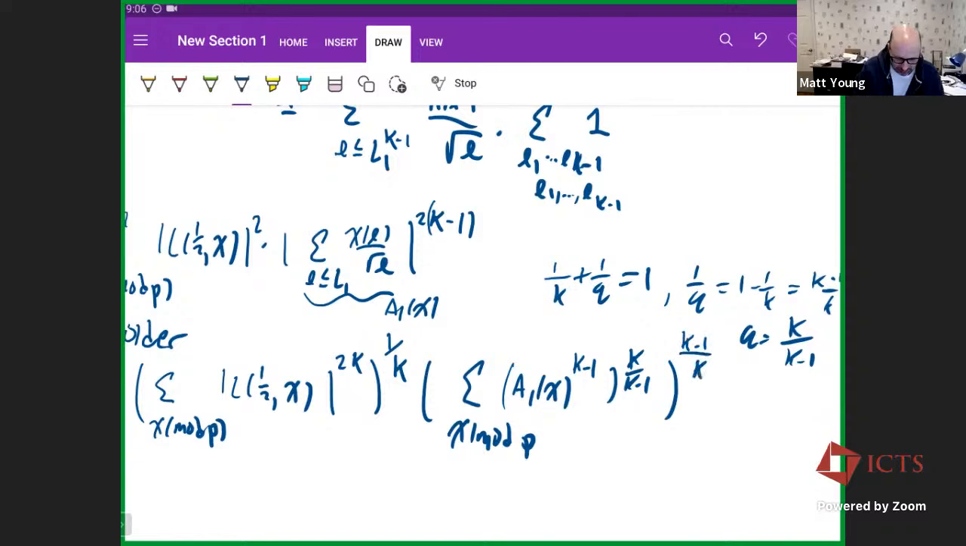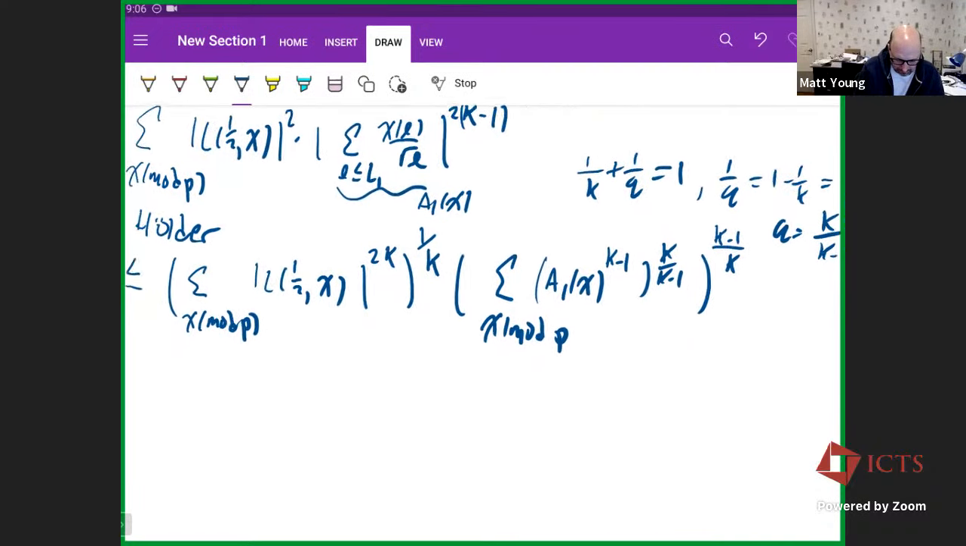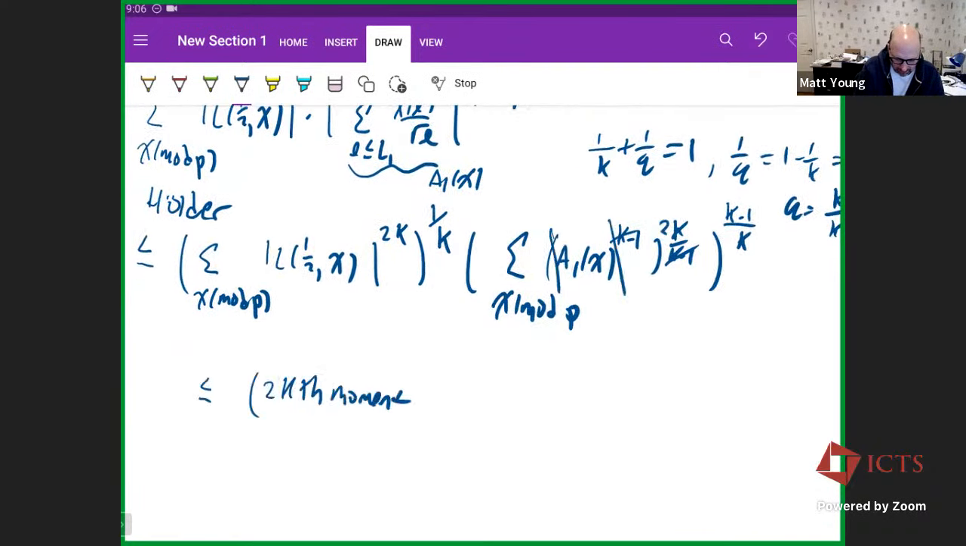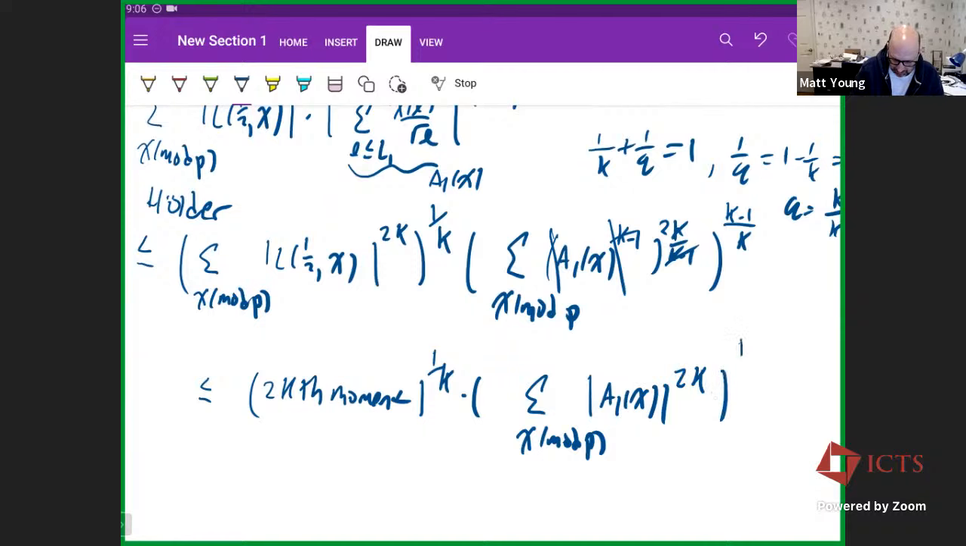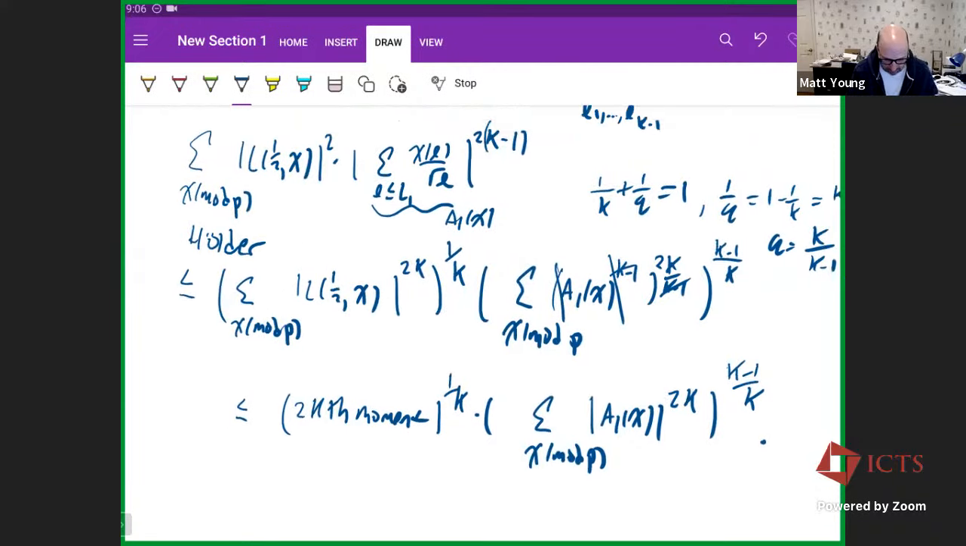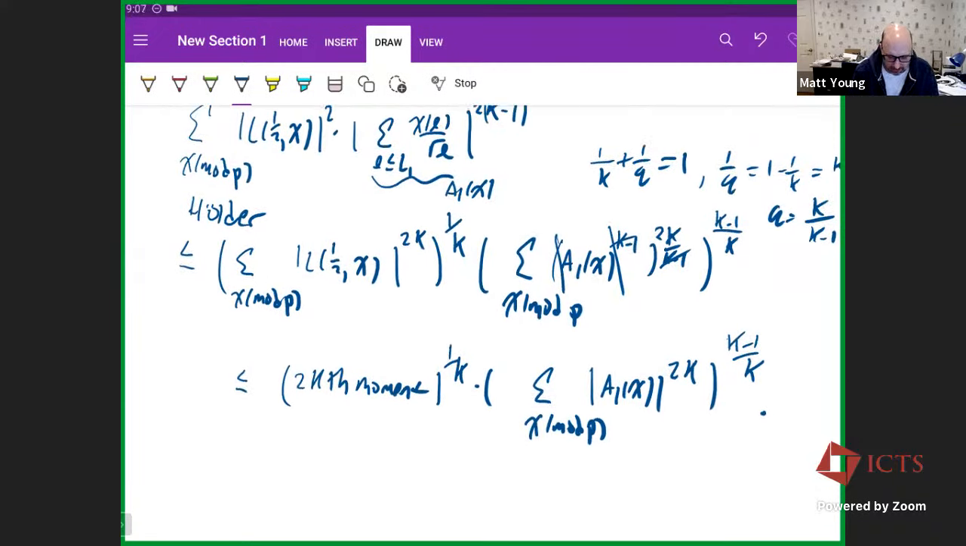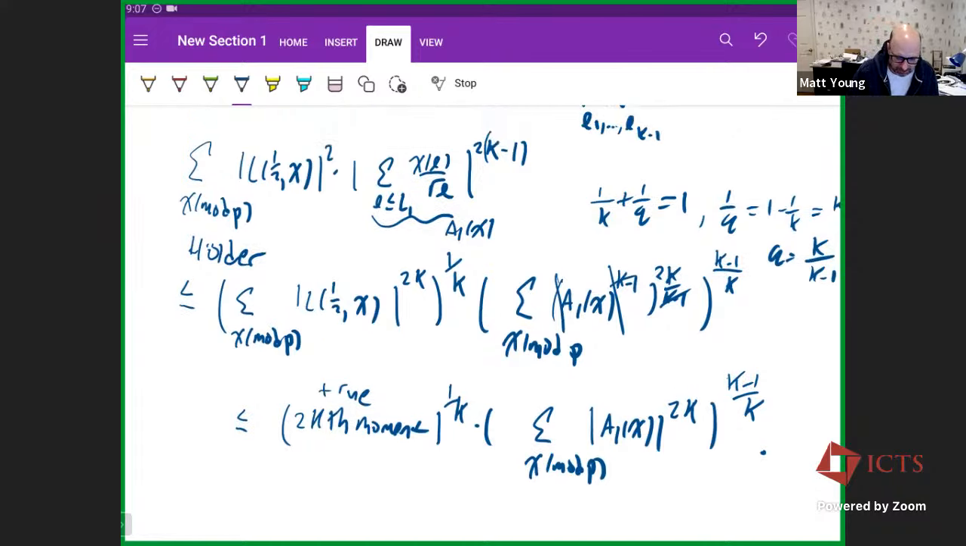The 2kth moment to the 1 over k power. And then we've got our modified thing. So this is a1 of chi to the 2k raised to the k minus 1 over k. Okay, so now this first thing is the true 2kth moment. That's our actual 2kth moment of the Dirichlet L functions, the thing that we start with.